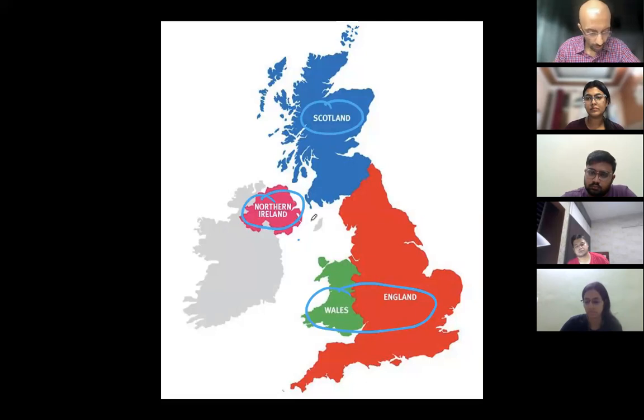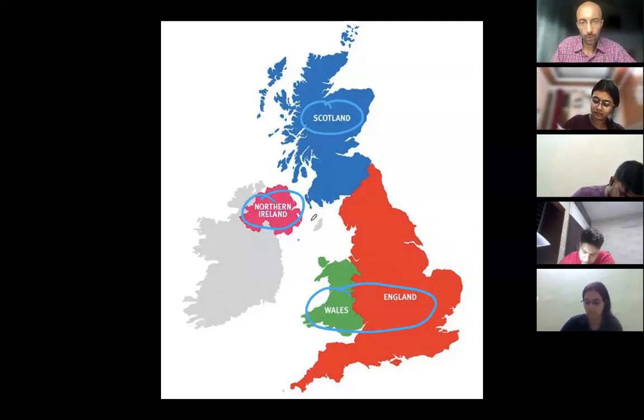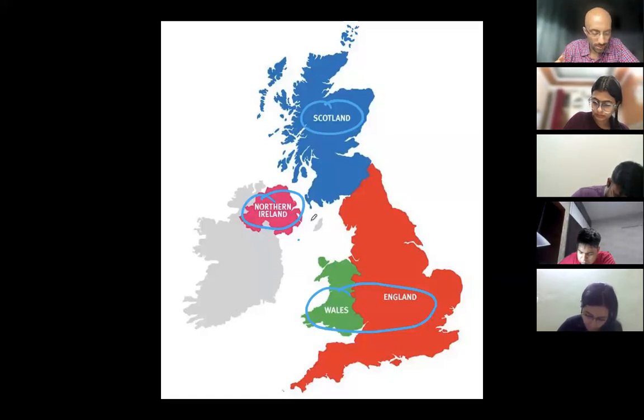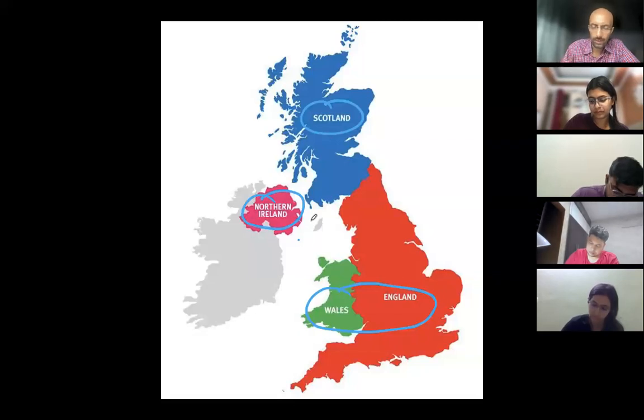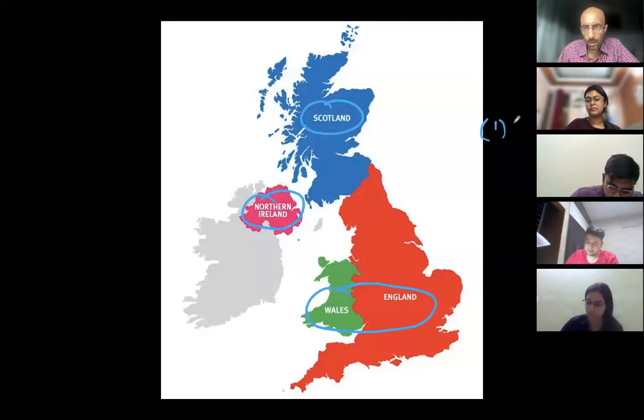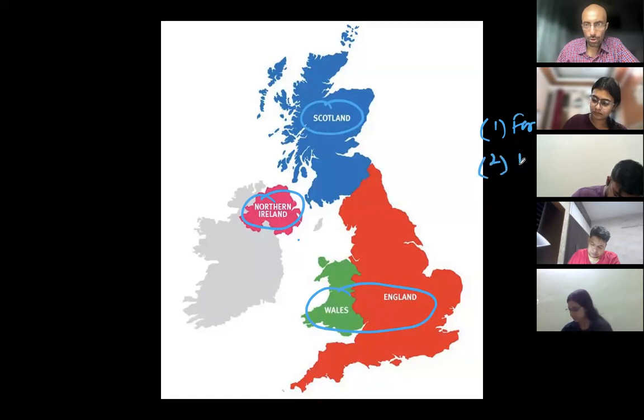Right. So first point, the UK has three separate legal systems. Semicolon. One each for, write it like this, first, for England and Wales. Second, for Scotland. And third, for Northern Ireland.